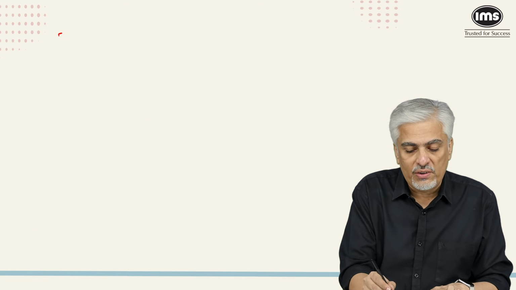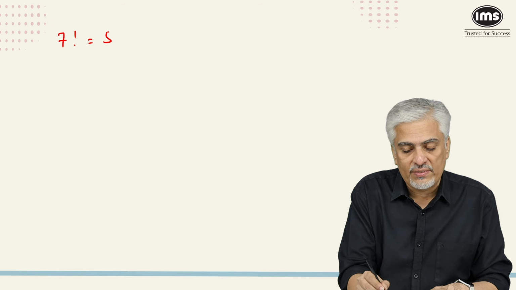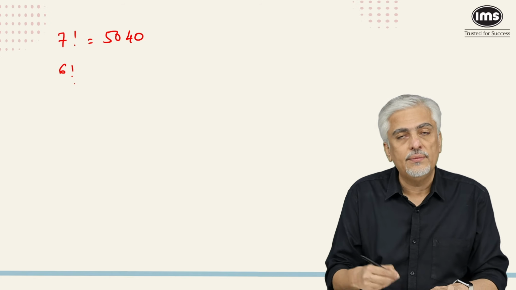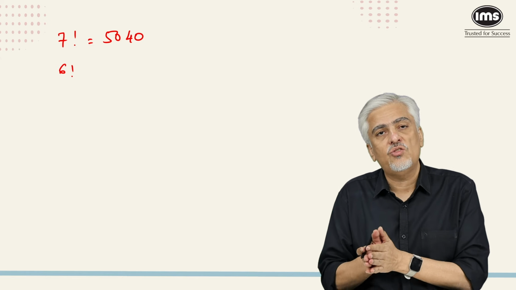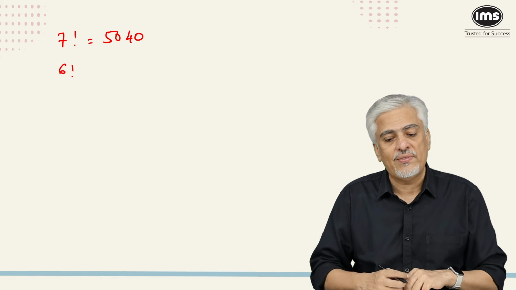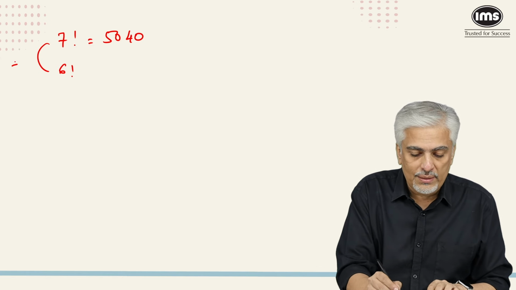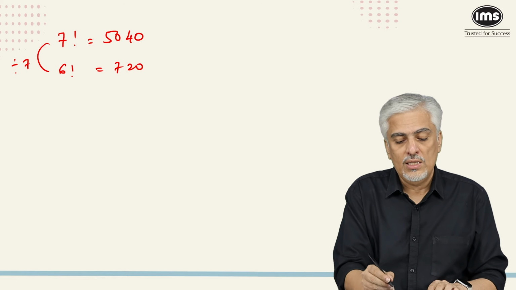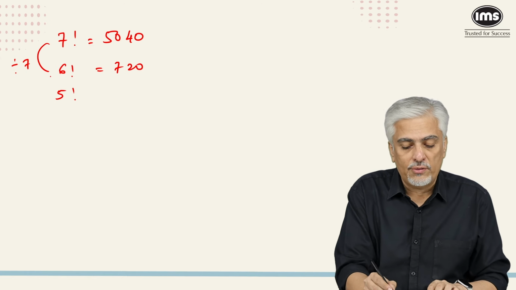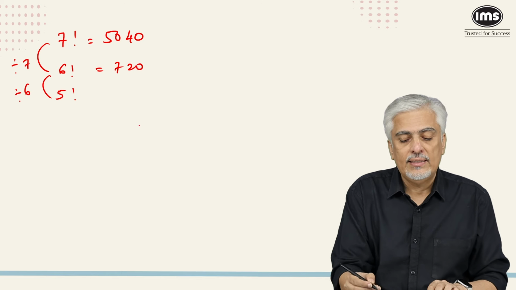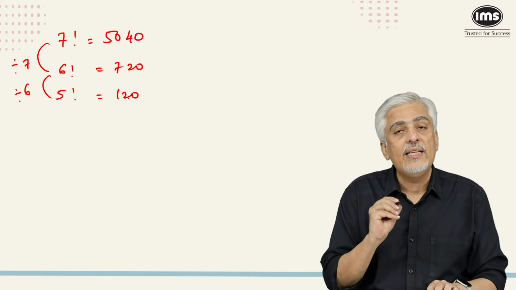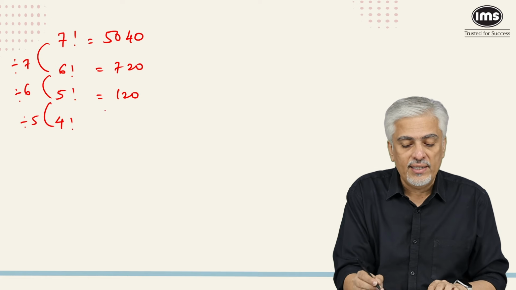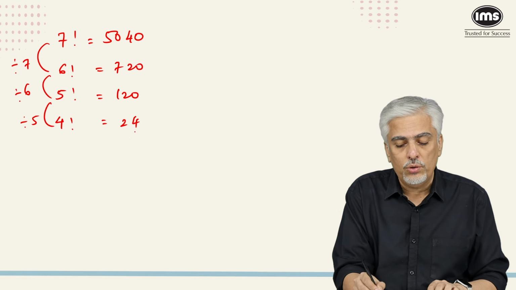Suppose I had given you 7 factorial first and said 7 factorial is 5040. What is 6 factorial? It is 5040 divided by 7, right? I would have to divide by 7 and I would get 720. What would 5 factorial be? I would have to divide by 6 and I would have got 120. What is 4 factorial equal to? I would have to divide by 5 and I would have got 24.